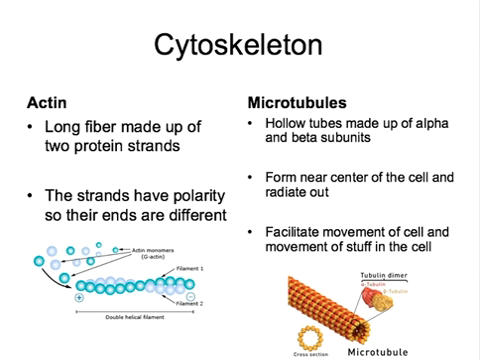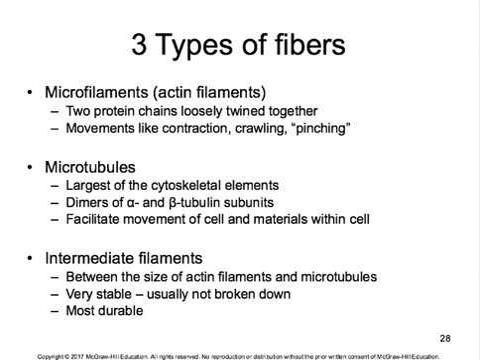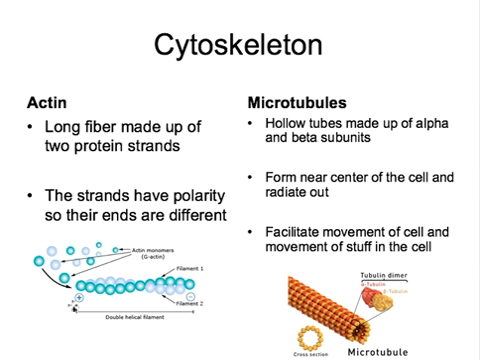So actin is the first one, and that's a cytoskeleton element. They have long fibers made up of two protein strands, and these strands do have polarity, so their ends are different. And so you can see here these actin monomers, and what they do is they get together. And you see a positive and a negative end, and that's due to its polarity. And these monomers get together and make these two strands of actin. And remember that actin is involved in movements like contraction, crawling, or pinching. So if you see a cell crawling along a slide, it's using its actin.